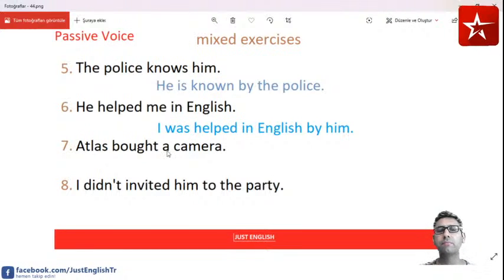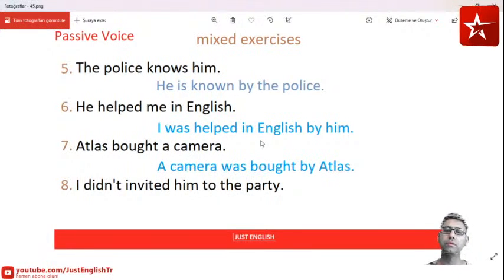Again, Atlas bought a camera. So there's a person, Atlas. Atlas bought, paid the money and got the camera. Atlas bought a camera. Okay. So here in this sentence, we have Atlas who is doing the action, and we have camera. The action is done to it. So the camera, past simple, was bought by Atlas.